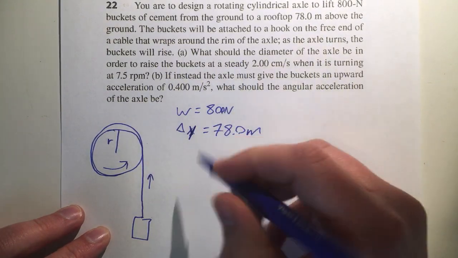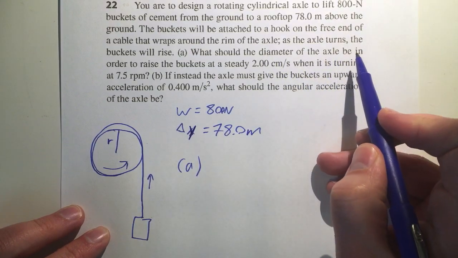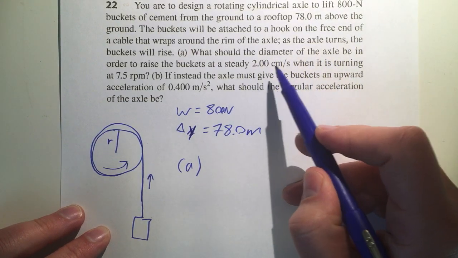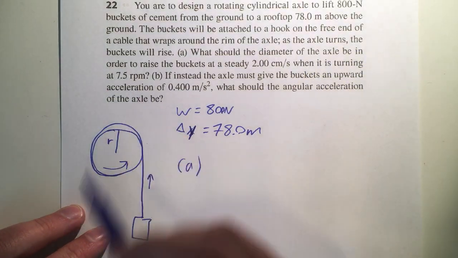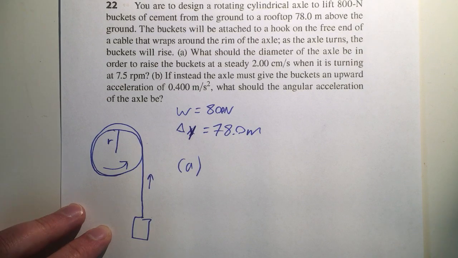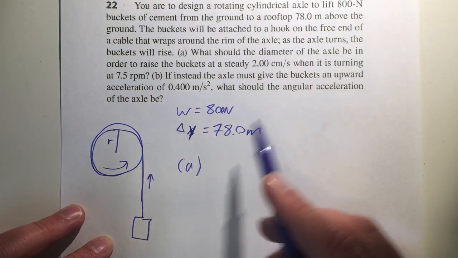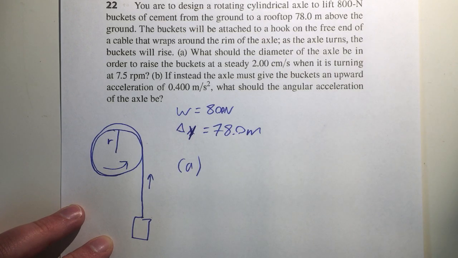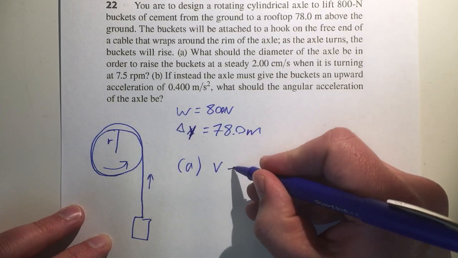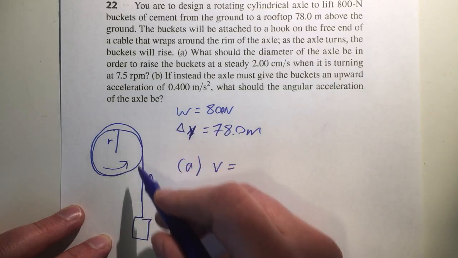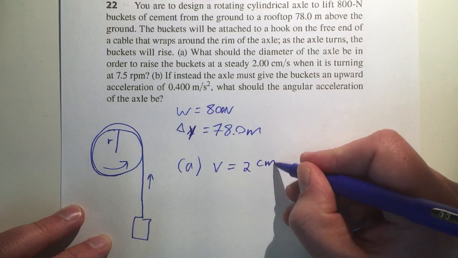Then in part A, they ask: what should the diameter of the axle be in order to raise the bucket at a steady 2 centimeters per second when it is turning at 7.5 RPM? As this thing turns, the rope is slowly being pulled up at 2 centimeters per second. So it told us a few more knowns. Let's write those down. The velocity of this rope and of the bucket as it moves up is 2 centimeters per second.